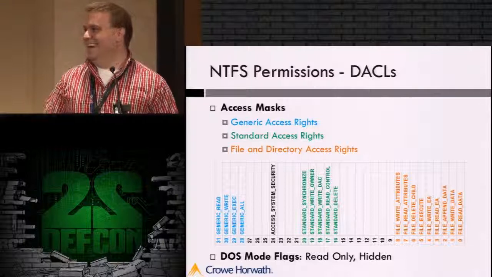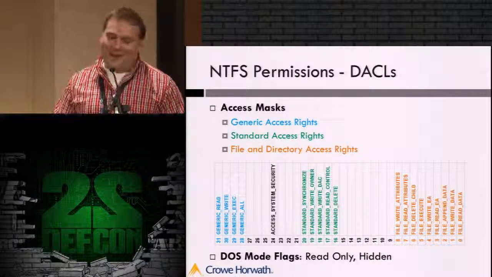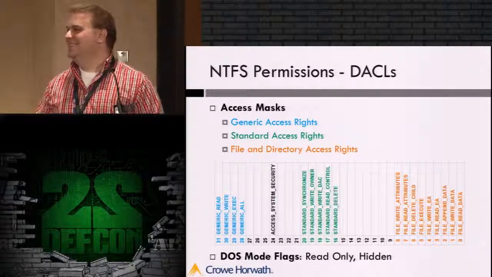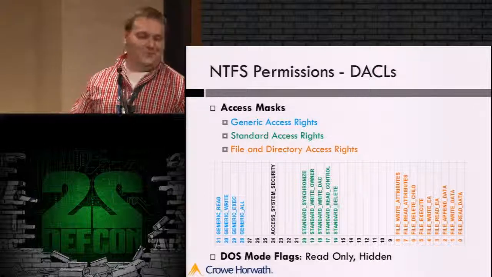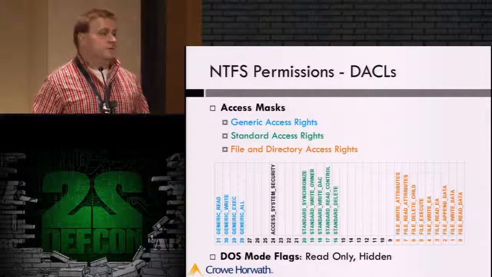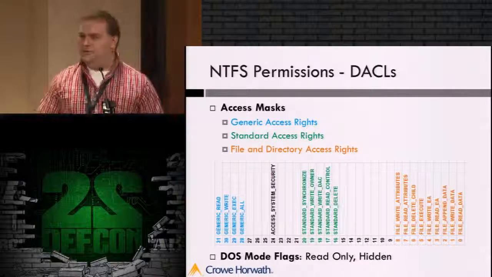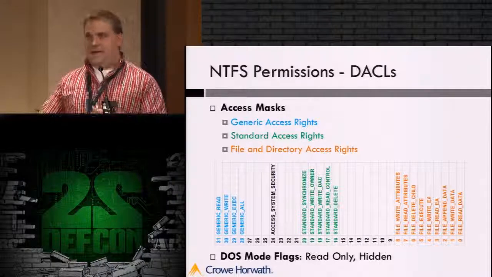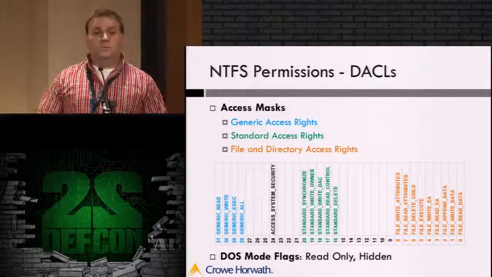Finally, if you look on the right in the orange, these are the ones that are specific to files and directories. This is where you'll see a little bit more of the stuff you would expect to see from a permissions perspective. Can I read and write extended attributes? Can I delete the file, read the file? Can I write new files? The ones you see listed up here are for files.